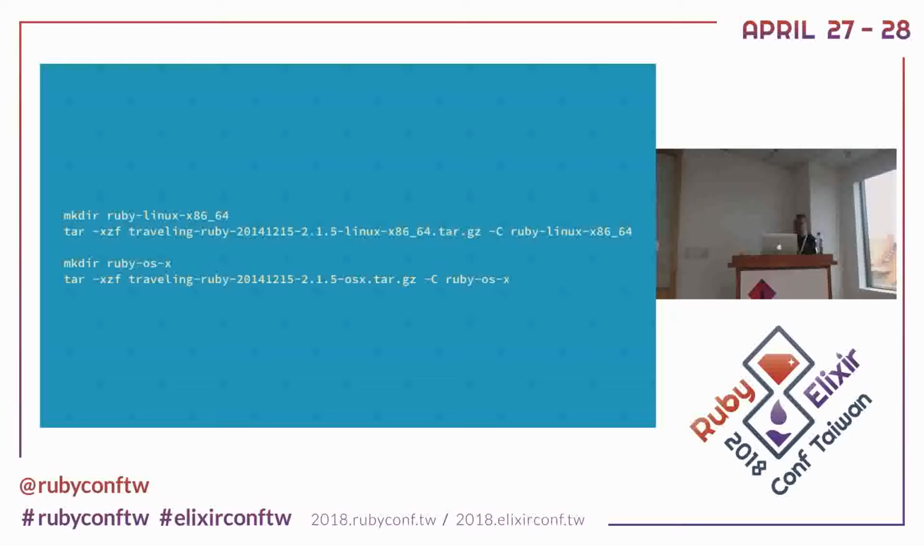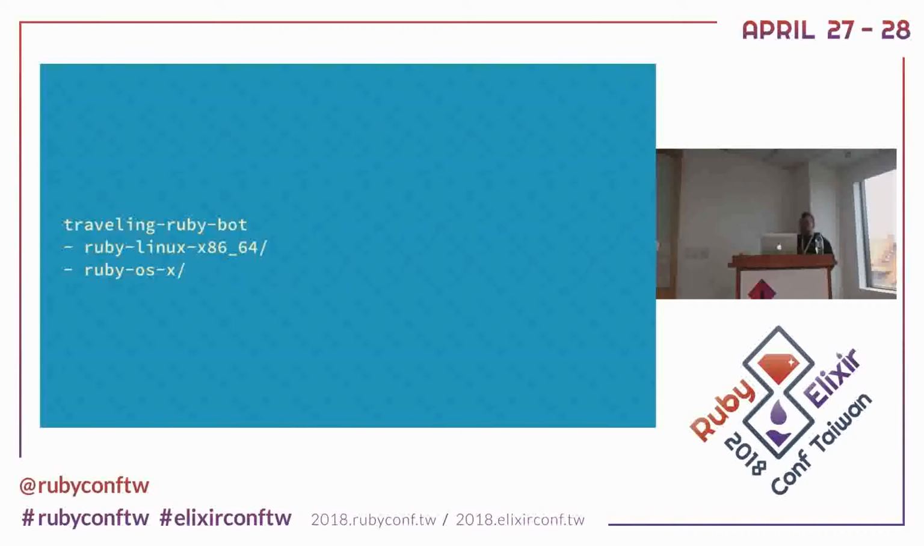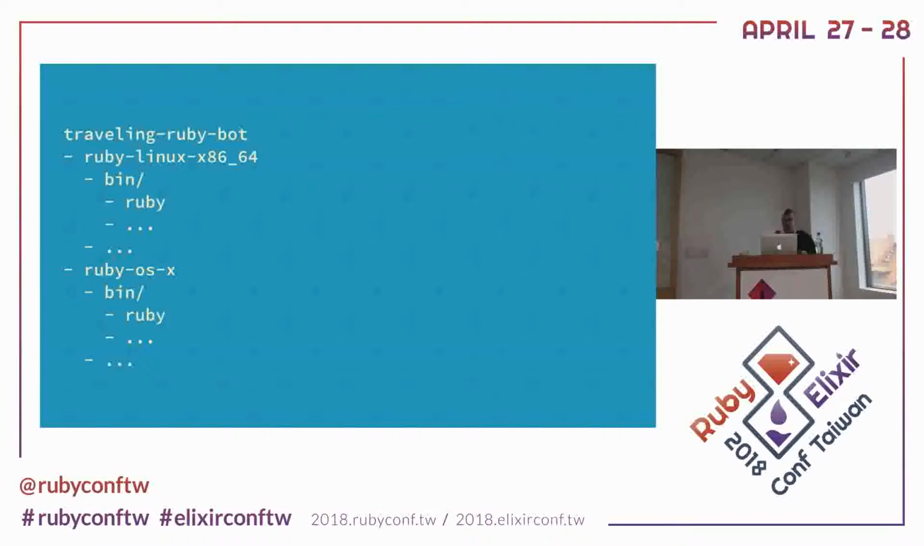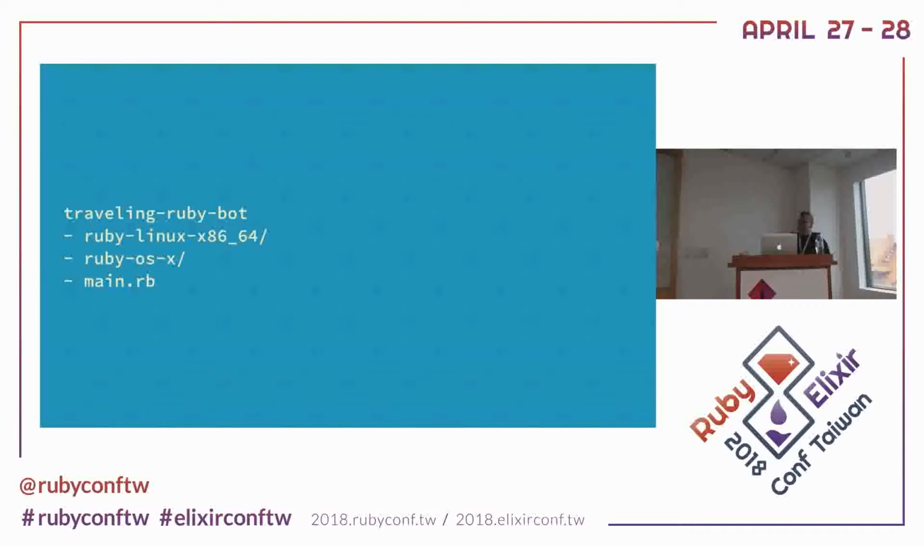Next up, you need to extract those zip files into their own folders. And after you delete your zip files, our boilerplate bot code looks something like this. If you expand it, it will look like this. Each of these platforms will have a bin folder inside of it and a Ruby executable inside of it. I only drew a list of the most important dependencies. And if I copy over my bot code to a file called main.rb, the structure would look something like this.